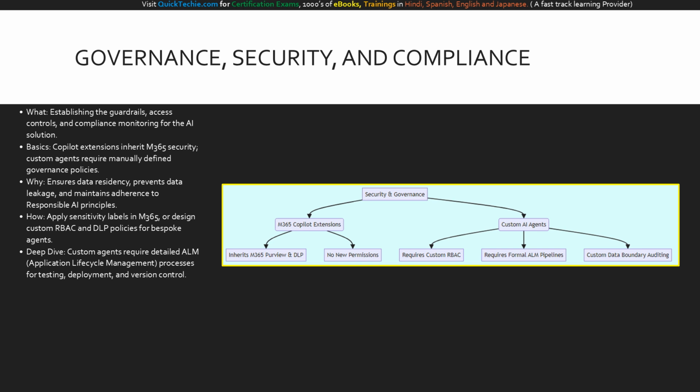Now, look at the custom AI agents path on the right. The governance burden increases significantly. You are now responsible for defining custom role-based access control. You must implement formal application lifecycle management pipelines to safely move the agent from development to production. Furthermore, you must establish custom data boundary auditing to monitor exactly what external data the agent is interacting with. Building custom gives you power, but demands rigorous architectural discipline.